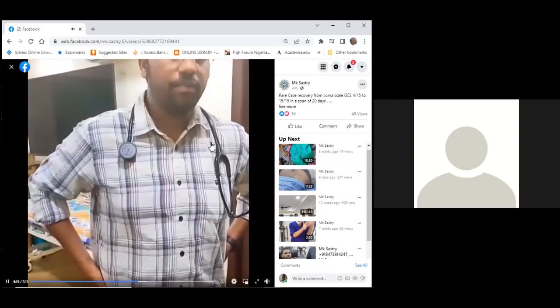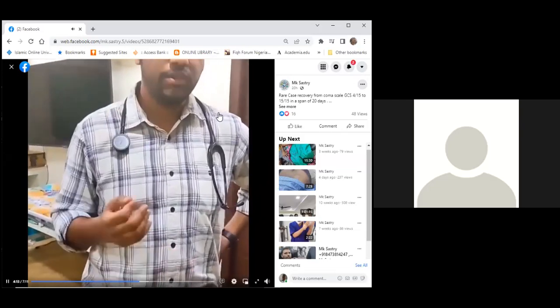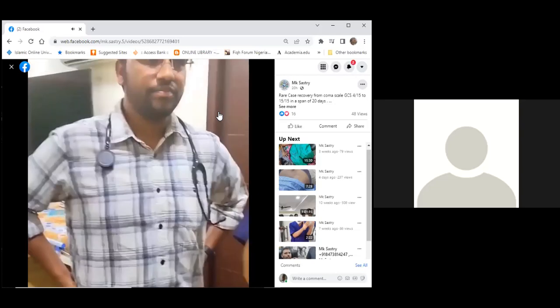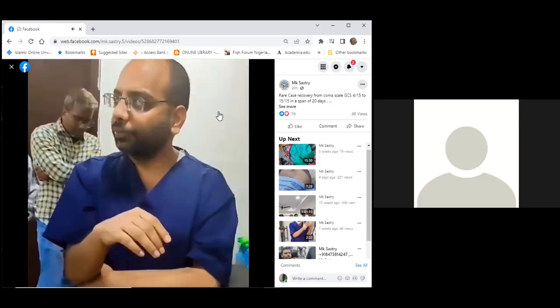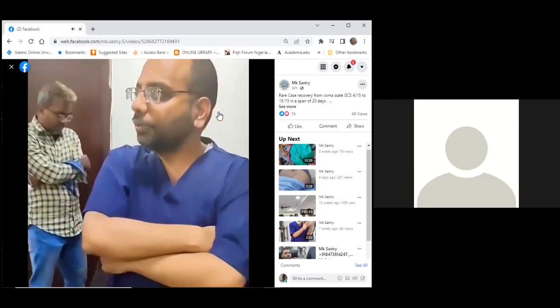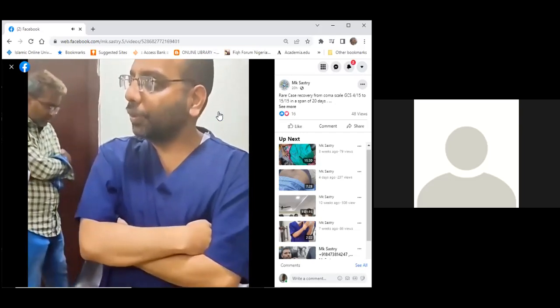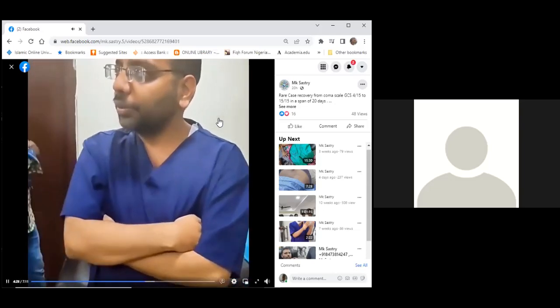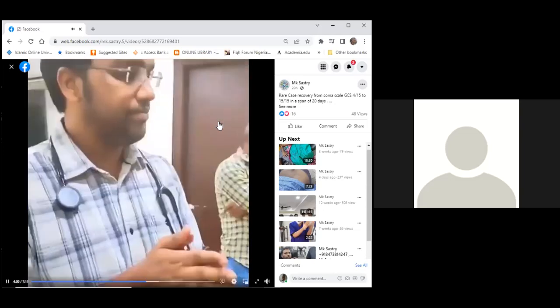So even she started walking. Hope she will recover more. Hope she will develop some speech in the near future. No, but she has started responding to speech. She has started speaking words. Hands have started moving. So the Glasgow coma scale was 4 by 15. Yes. And now GCS is 15 by 15.